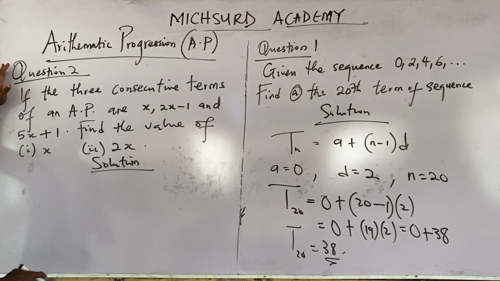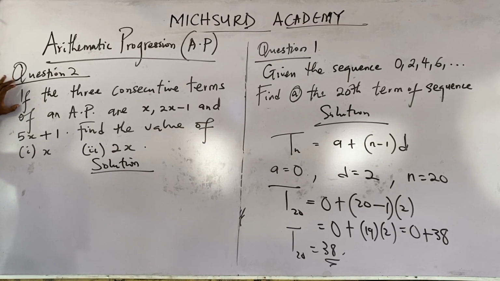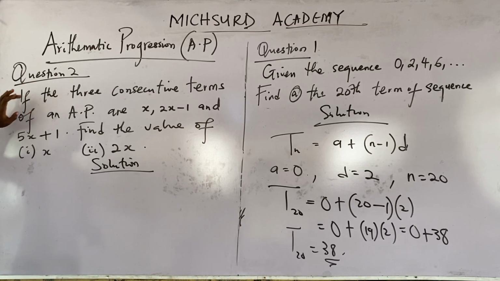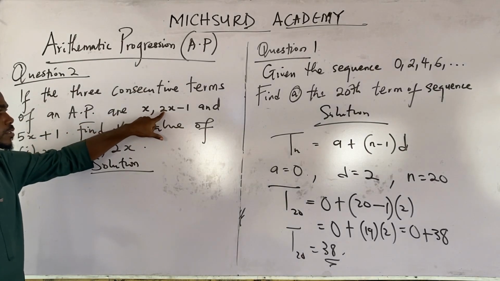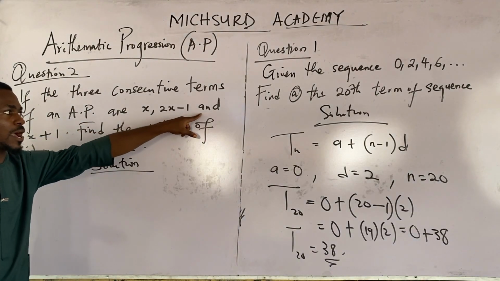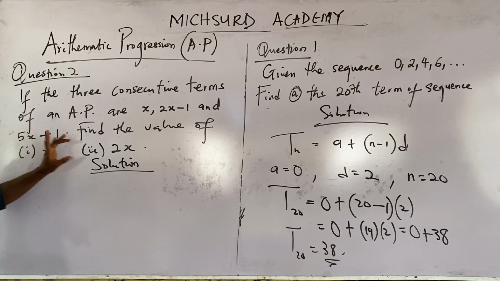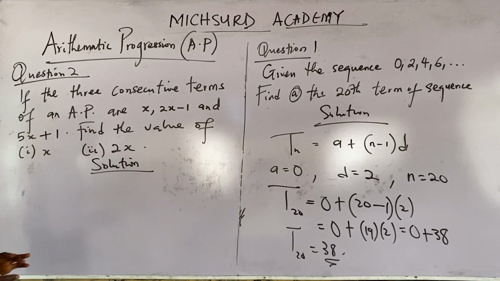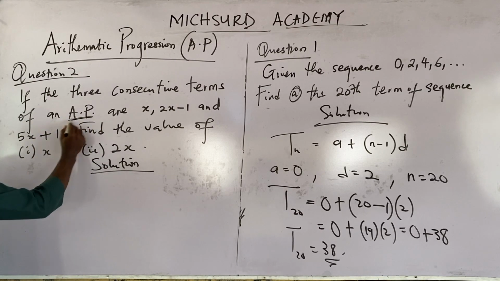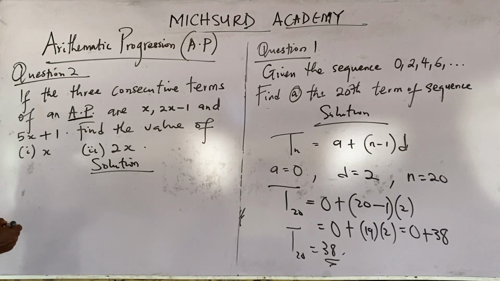Now we have question 2. We are given that the 3 consecutive terms of an AP are x, 2x minus 1 and 5x plus 1. We want to find the value of (i) x, and (ii) is to find for what? 2x. So now from the question, it is given that the sequence here is an AP, and we are given 3 consecutive terms of the AP.